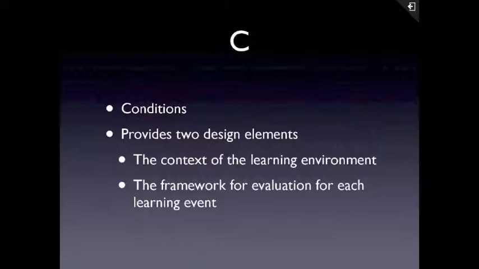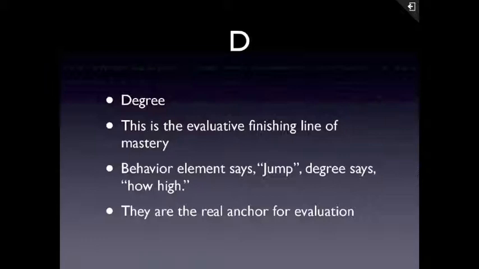All right, let's go to D. D is degree. That's the accomplishment, what they accomplish. What is mastery going to be? It's the evaluative finishing line of mastery. So the behavior element says jump, for example. The degree element says how high indicates mastery.